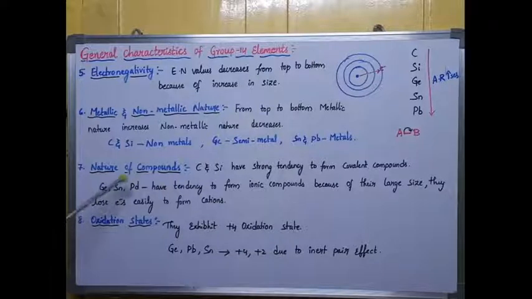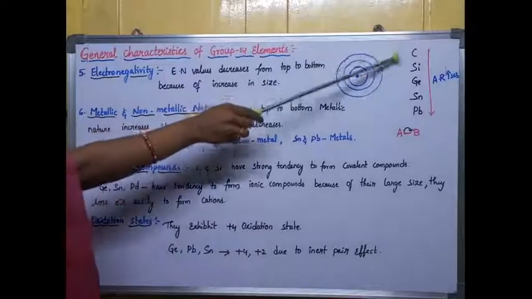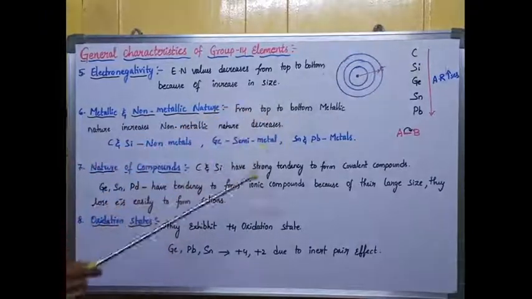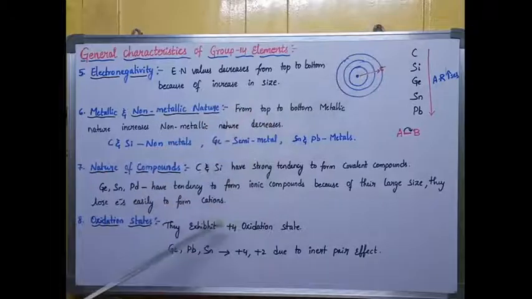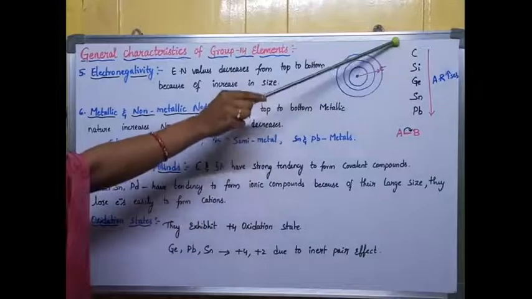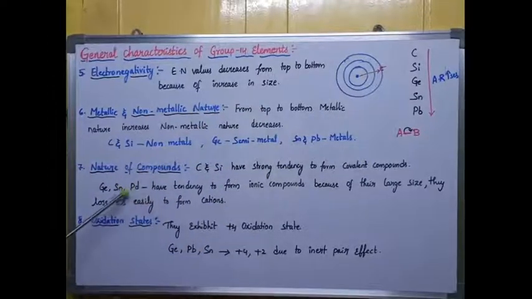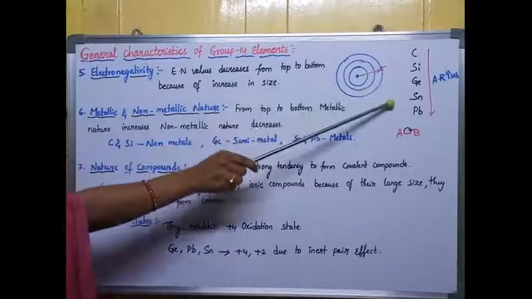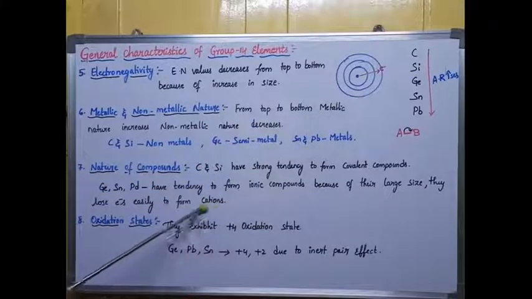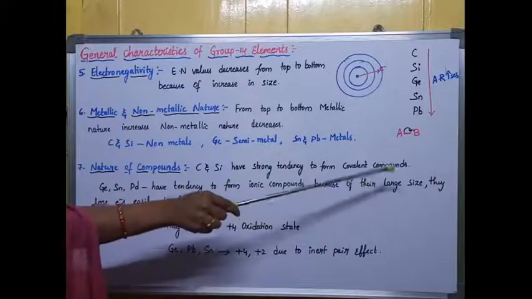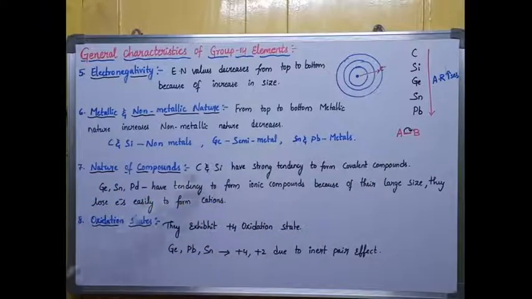Next, coming to nature of compounds. So nature of compound means whether they are ionic or covalent compounds. Here mainly carbon and silicon form covalent compounds. Because of their small size, they readily share electrons. They can't lose electrons to form ions. Okay, because of the small size and more ionization energy, they share electrons to form covalent compounds. But in the remaining elements, as size increases, they readily lose electrons and form a cation in order to form ionic compounds. So here we can say germanium, tin and lead have a tendency to form ionic compounds because of their large size. They lose electrons easily to form cations.